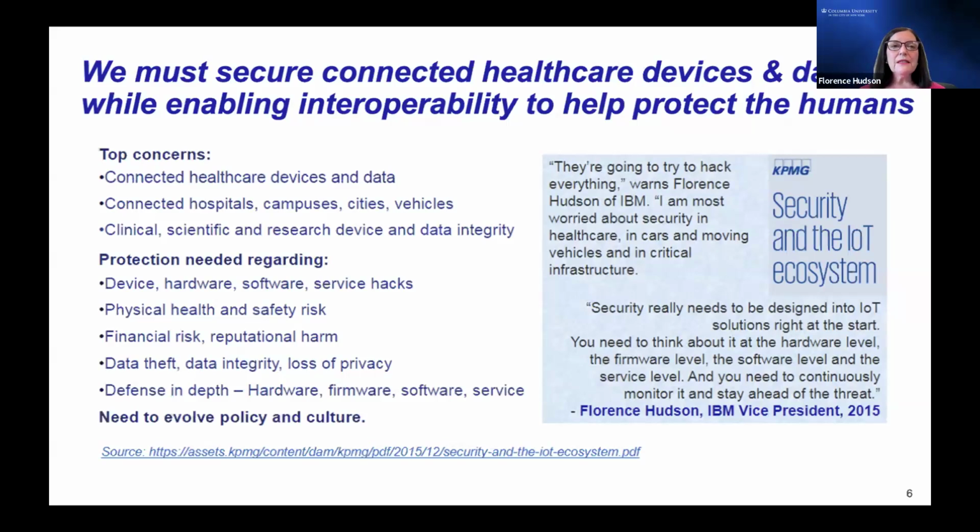And we need a defense in depth strategy at the hardware, firmware, software, and service level, and then need to evolve our policy and culture to expect this. So I've been talking about this for a while, as you could see, in 2015 when I was a VP at IBM. And I was developing the first Internet of Things strategies there, working with them and ARM and others. I know they're going to hack everything, so we have to get ahead of this and stay ahead of it.